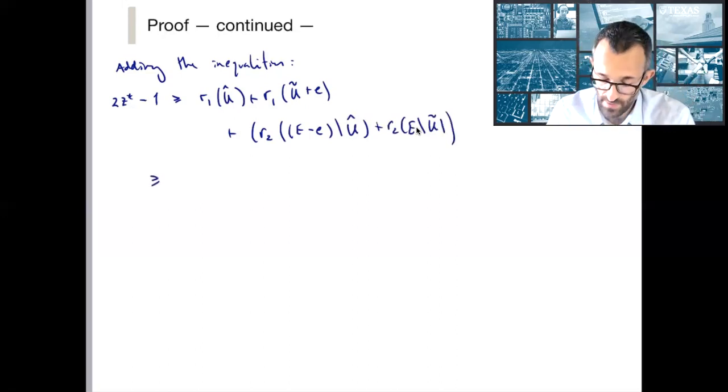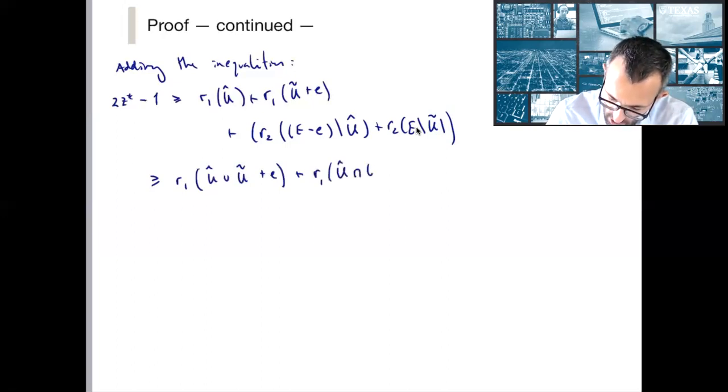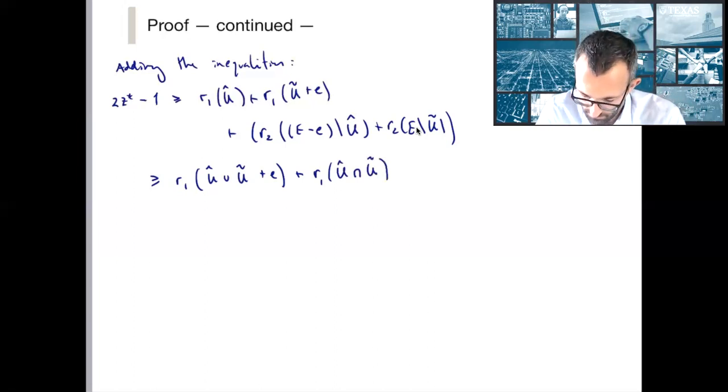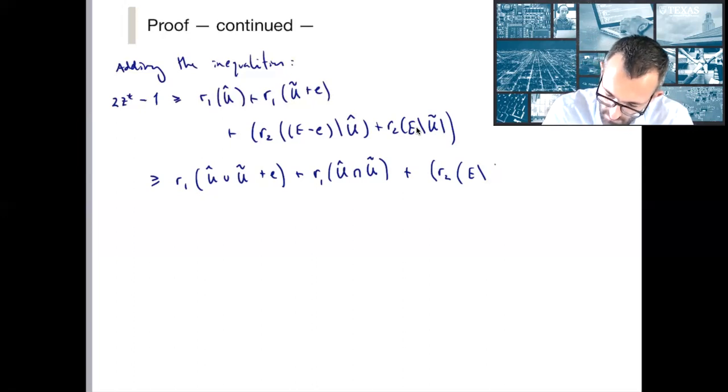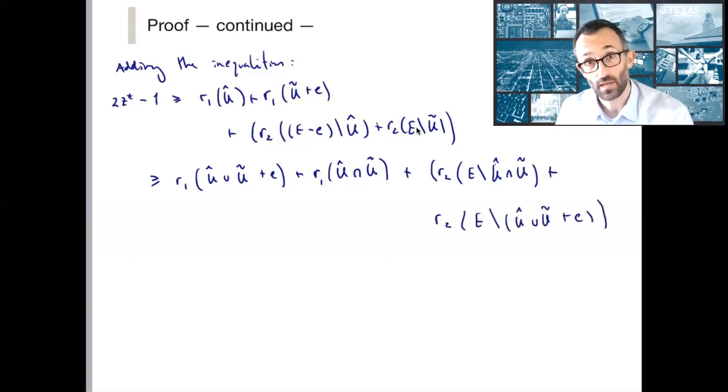And now I claim that this is greater than or equal to R1 of U hat union U tilde plus E, plus R1 of U hat intersection U tilde, plus R2 of E minus the intersection of U hat and U tilde, plus R2 of the complement in E of U hat union U tilde plus E. Now, where in the world did this come from?